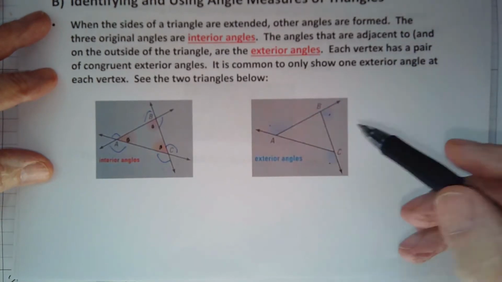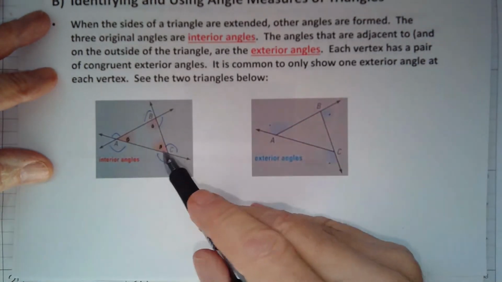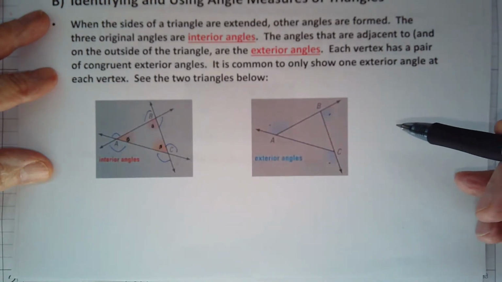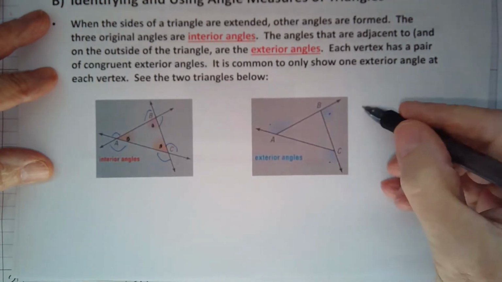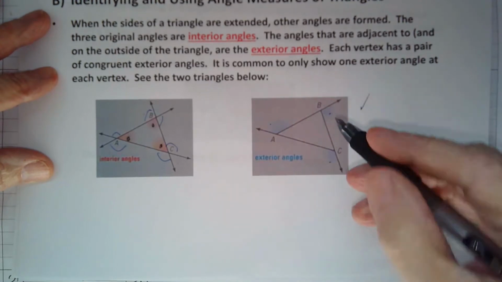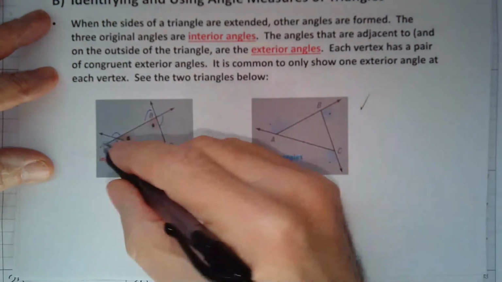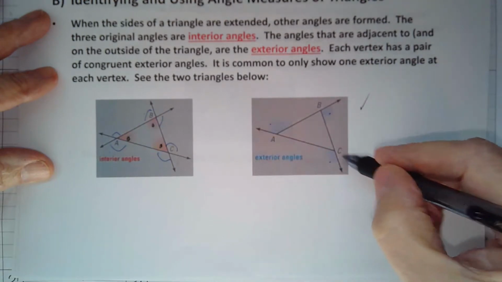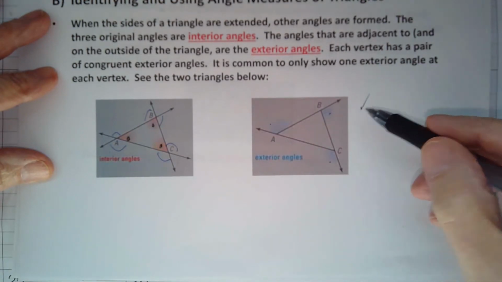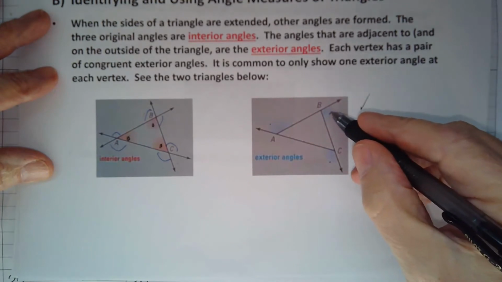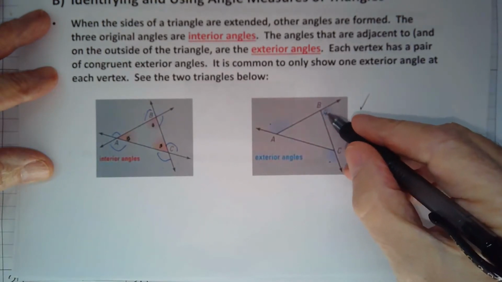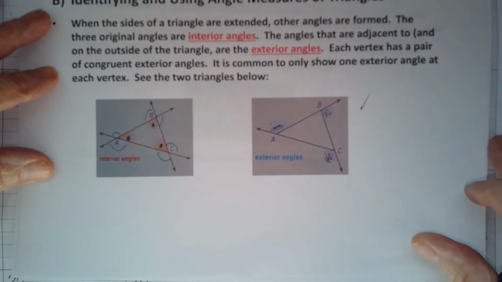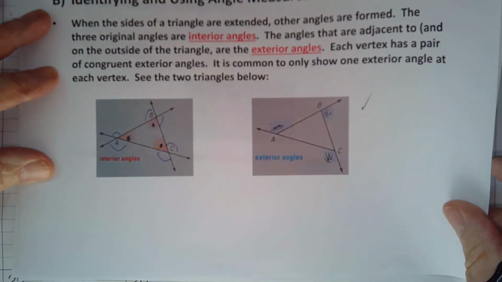When you are looking at exterior angles, it is common to only show one exterior angle at each vertex. So this is what you usually see, this picture here. They didn't have these extra little extensions that came out, you know, here, here, and here. And so these shaded areas here, again, are the exterior angles that you normally talk about.